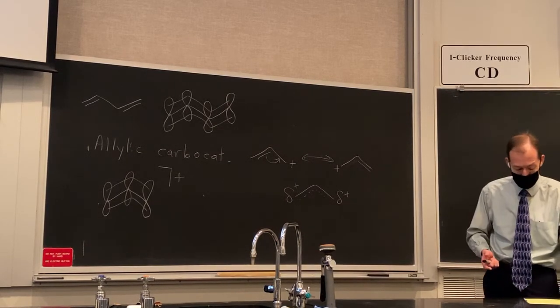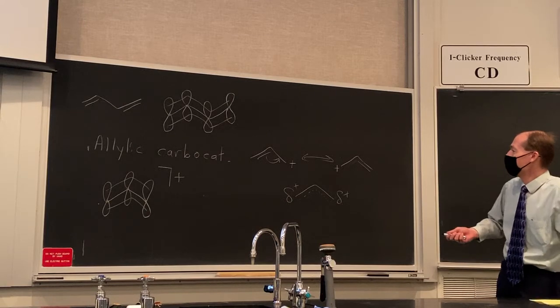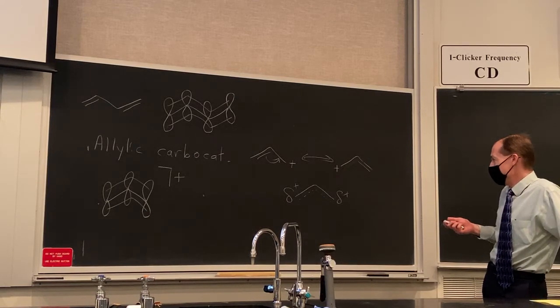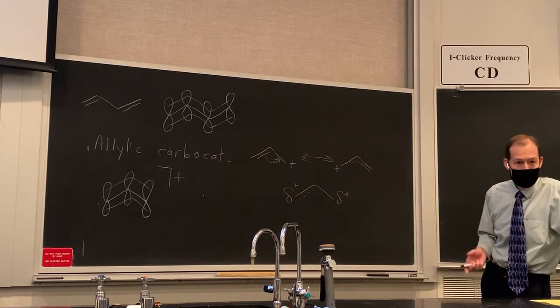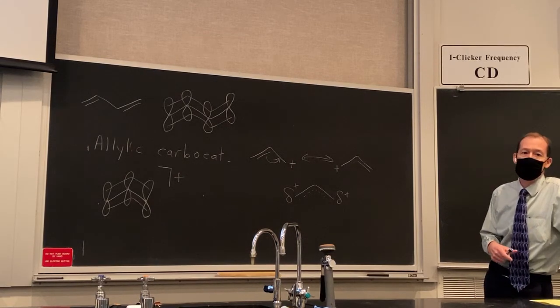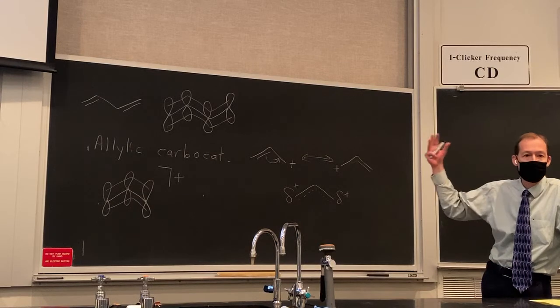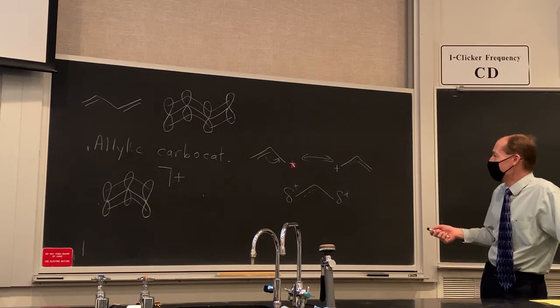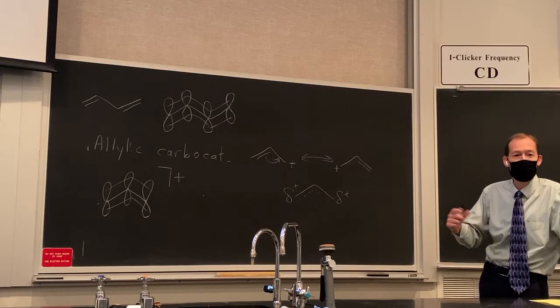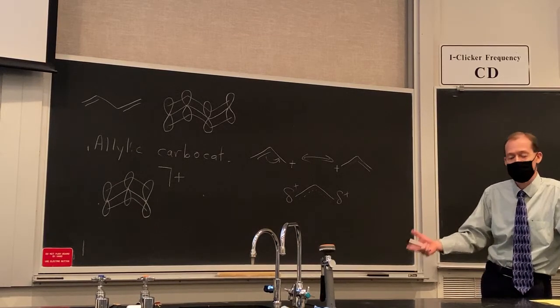Okay. So you'll notice that in these individual resonance structures, these are primary carbocations. And we told you in Chem 351M that primary carbocations are too high in energy to exist. Okay? But a primary allylic carbocation, because of the resonance stabilization, is stable enough to exist.